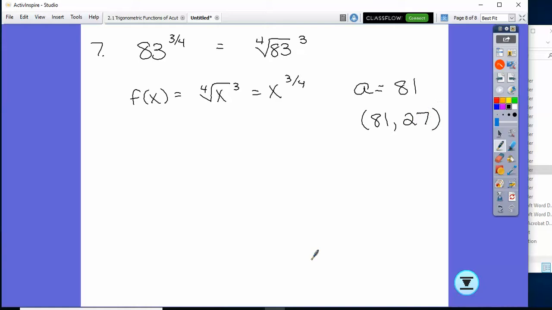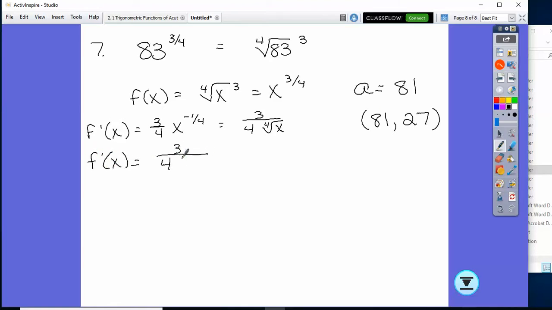I need my slope. So we have to do the derivative of this. So f prime of x equals, exponent comes down, subtract 1 from the power. And if you want to rewrite this, the negative just puts it on the bottom. So it would be like this. We need that slope at the instant when our x is 81. So the fourth root of 81 is 3 times 4 is 12. 3 over 12 is 1/4.